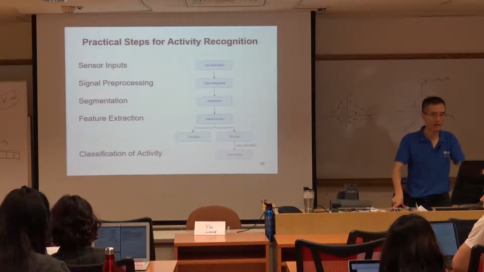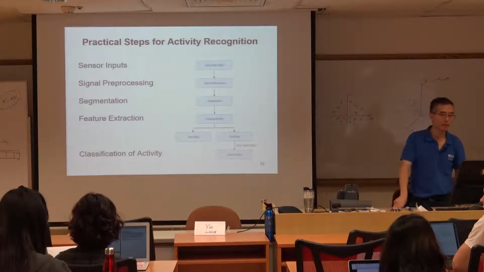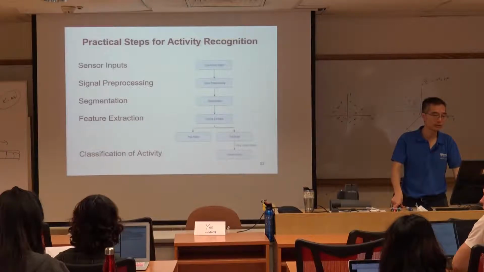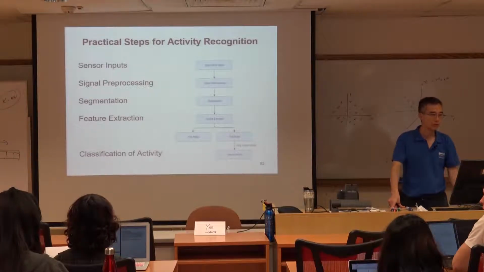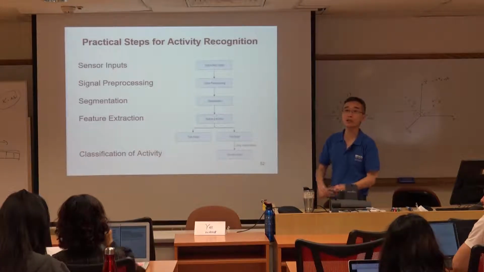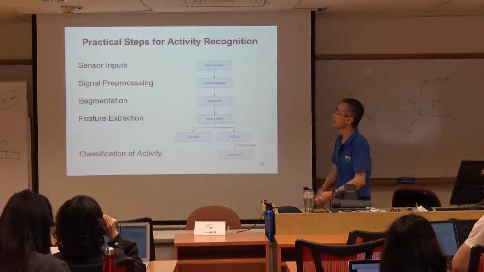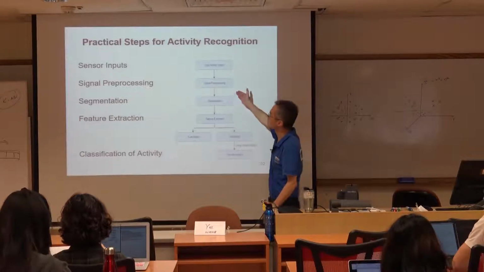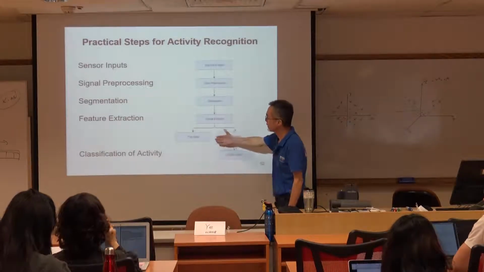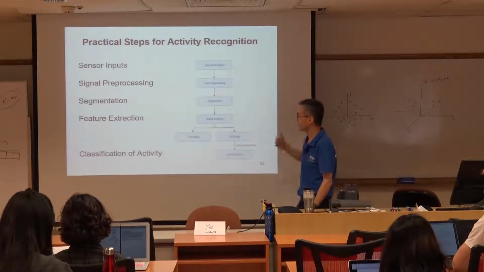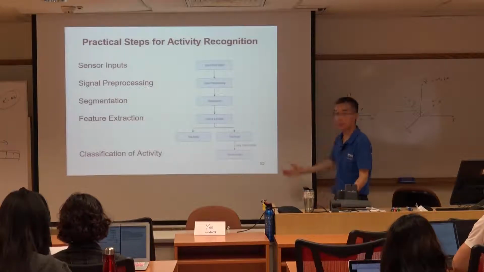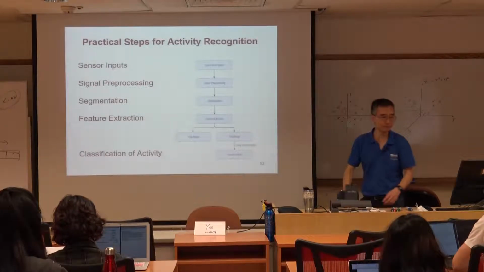Here is the block diagram, closely related to activity detection. We are talking about the sensor data input, but of course the sensor data could be from a microphone as well, right? Then we use signal preprocessing, segmentation, feature extraction, and then train the model and test the model. Finally, we do the classification using that particular model.